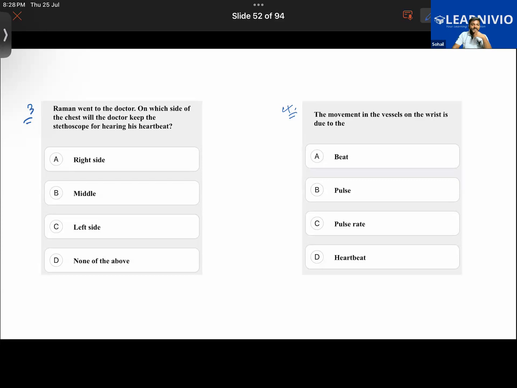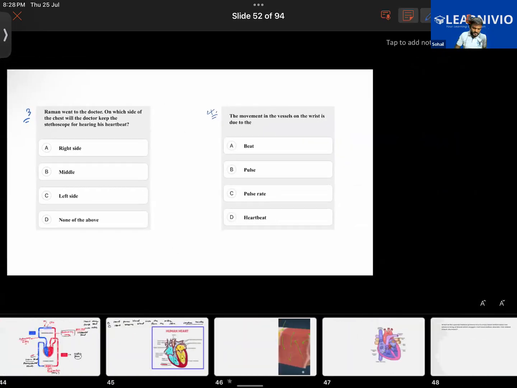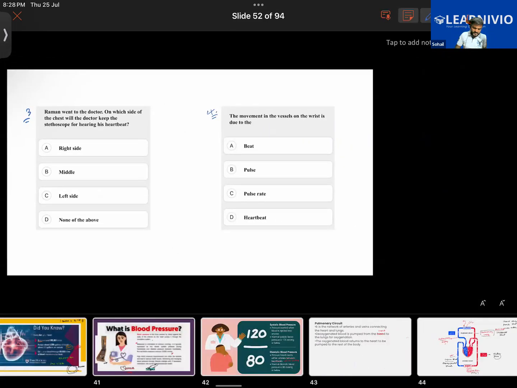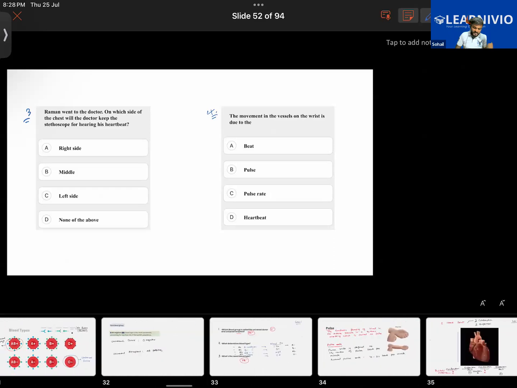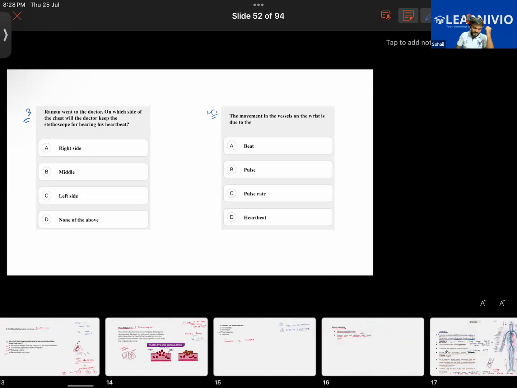No, it's not completely on the left side, and it's not on the right side. It is like in the middle, slightly tilted. So then it is none of the above, D? No, no. If you look at the options, we have to check the most appropriate option. The most appropriate option would be the left side.